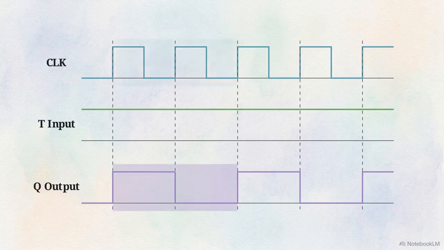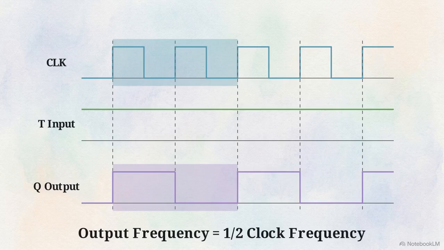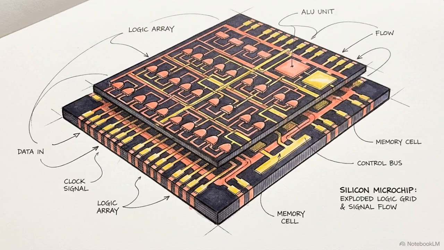Take a closer look at the result. The Q output waveform completes one full cycle in the exact time it takes the clock to complete 2 full cycles. The frequency of our output is exactly half the frequency of the original clock signal. That predictable frequency-halving behavior is the precise mechanism that allows digital circuits to measure time and step through sequences.